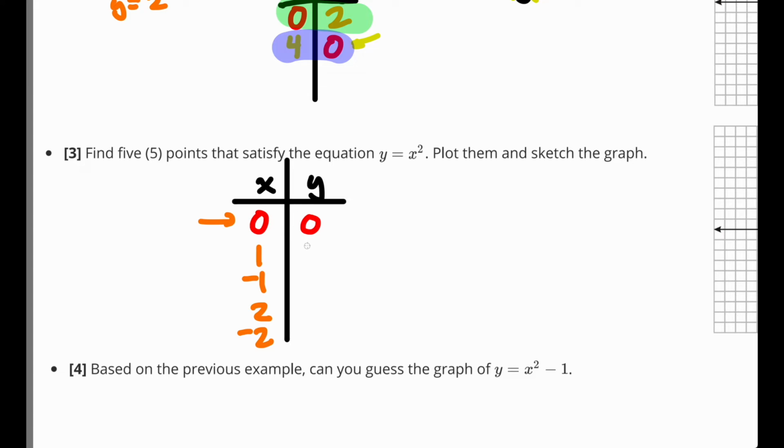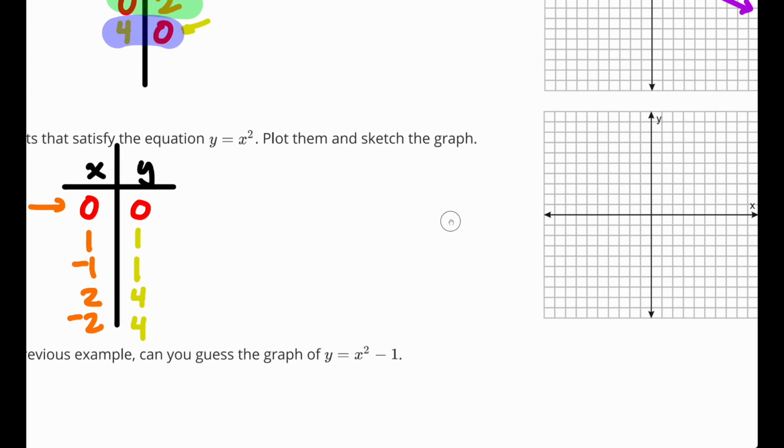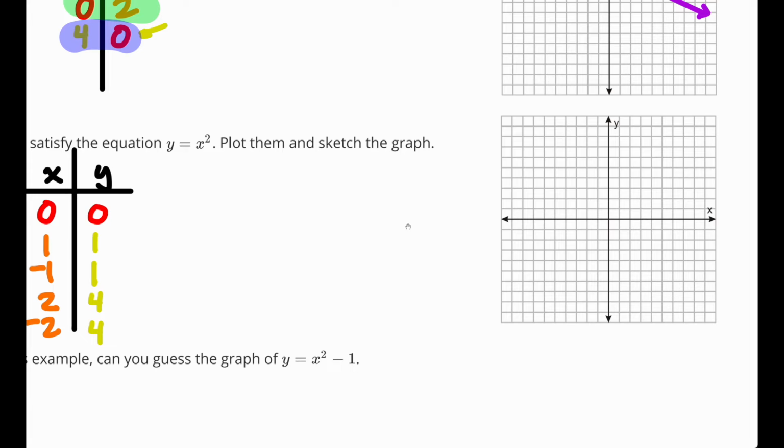We're just squaring all those. So 1 squared is 1, -1 squared is 1, 2 squared is 4, -2 squared is also 4. So you end up with something like that. And then it says plot them and sketch the graph. Hopefully you remember that anything squared is quadratic, so it forms a parabola, like a U or an upside down U. In this case, it's just a regular U, but let's graph these out.